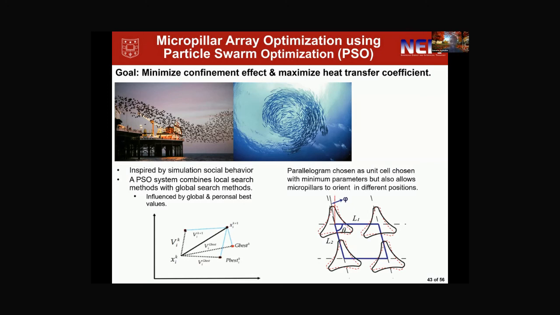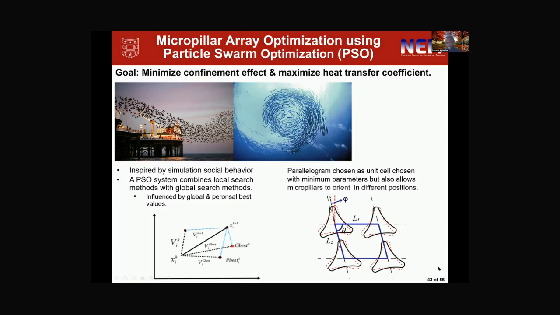And so we started doing some optimization, and the optimization here is that we want to minimize this vapor diffusion confinement effect, while at the same time maximizing the heat transfer coefficient. In other words, we want to be able to pack these but also reduce the confinement effect. So we use particle swarm optimization, an algorithm that combines local search methods with global search methods. And we use a parallelogram as a unit cell in order to minimize the number of parameters that we need, but it also allows the micropillars to orient in different positions.